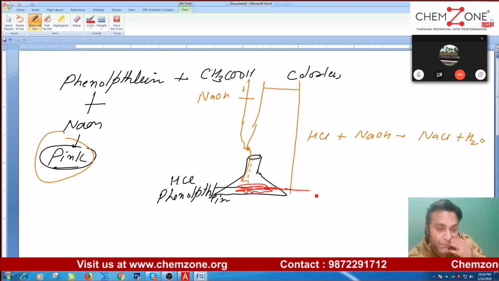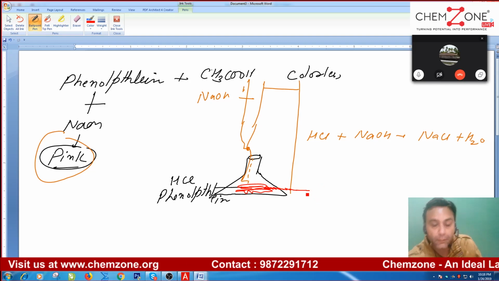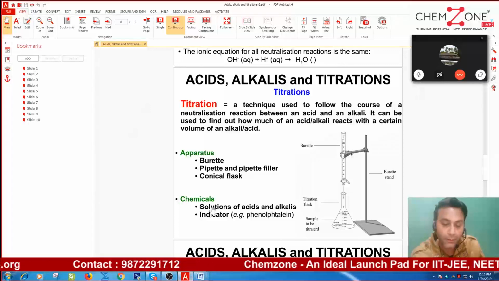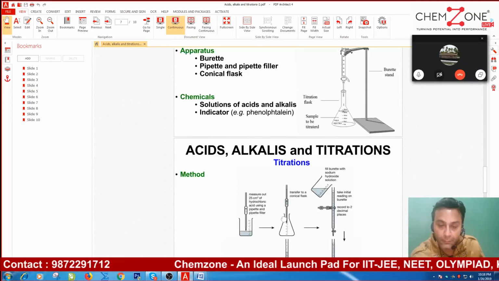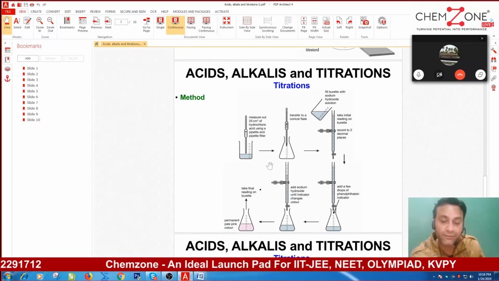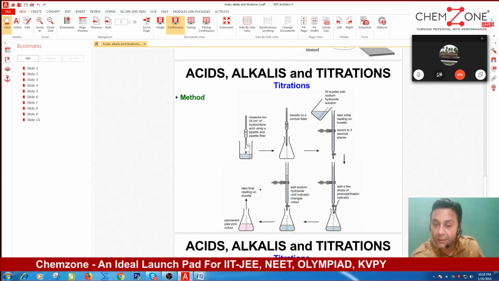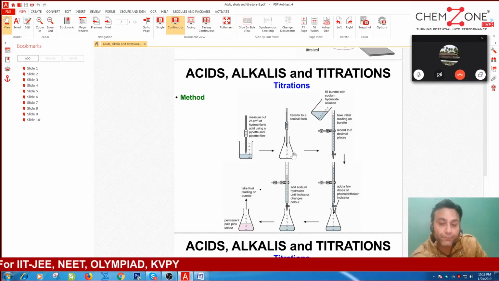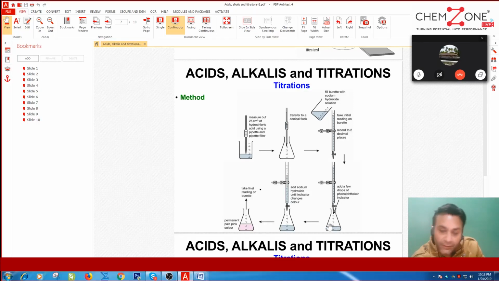Right? Yeah. Any doubt? I understand. So how do you perform this one? We take a pipette and put it into this flask. Then we fix up the burette, and drop by drop we add it, right?